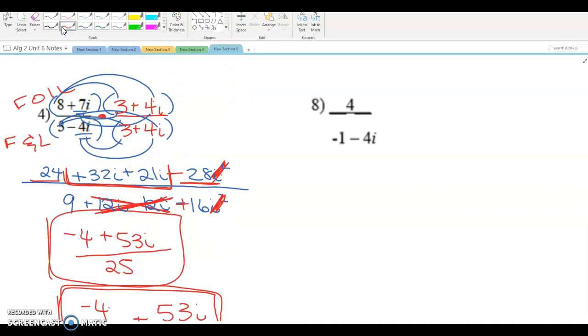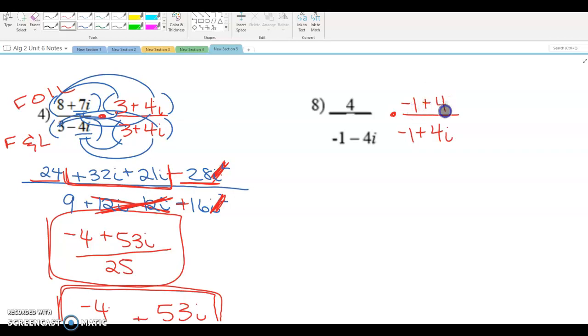So for number 8 with our practice work, we have 4 over -1 minus 4i. So first things first, we cannot have i in the denominator. That's the very first thing that's wrong with it. So what do we do to get rid of that i in the denominator? You got multiplied by what of the bottom though? -1 plus 4i. Very good. It's conjugate. What we multiply to the bottom, we also have to multiply to the top.